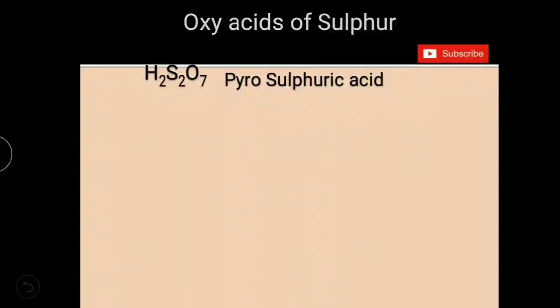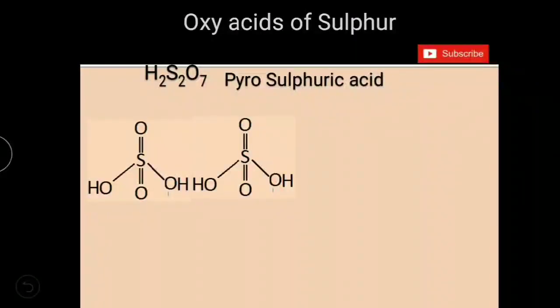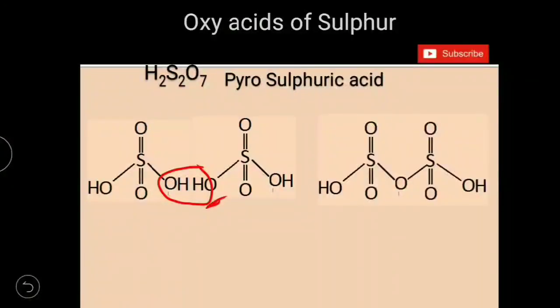To get the structure of pyrosulfuric acid, once again you can start from sulfuric acid molecules. Take 2 molecules of sulfuric acid and remove H2O from OH groups of the 2 acids. Then you will get one oxygen atom between 2 sulfur atoms. Then this will be the structure of pyrosulfuric acid.